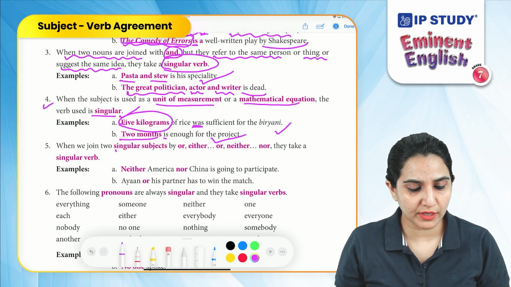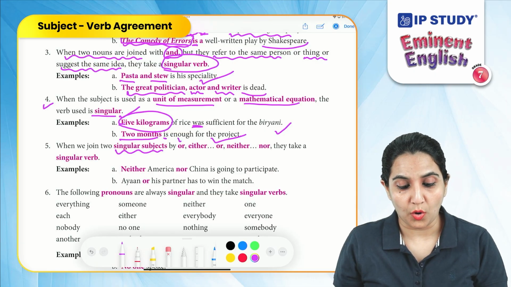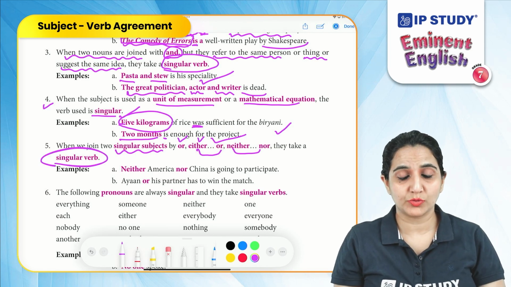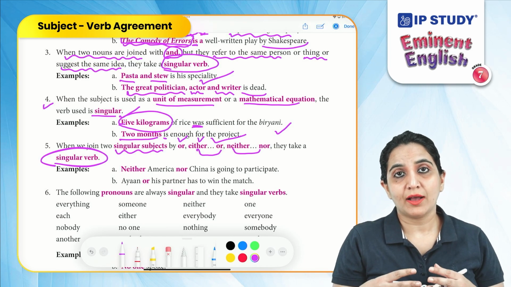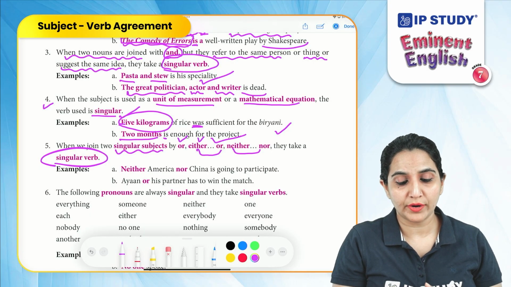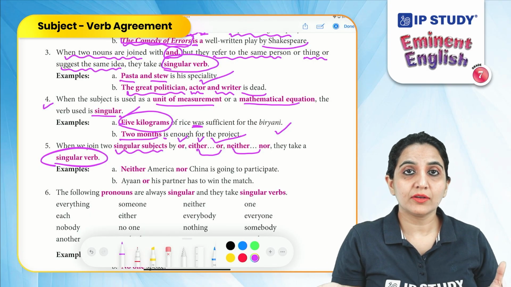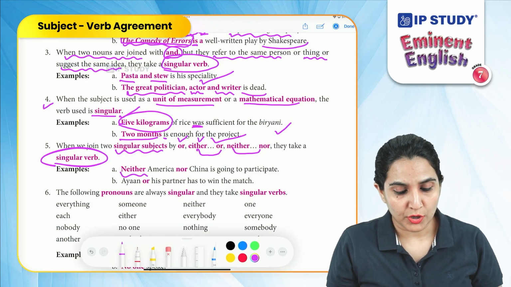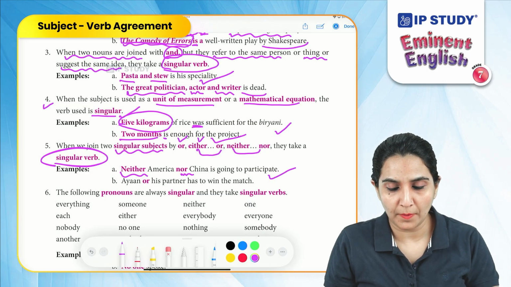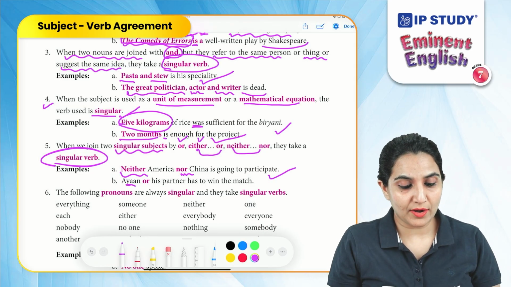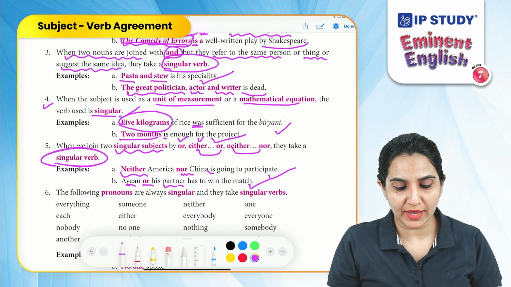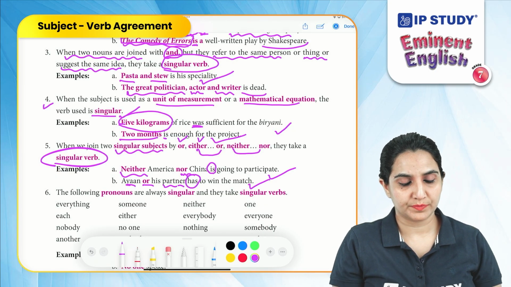When we join two singular subjects by "or", "either...or" or "neither...nor", they take a singular verb. They are also considered as a singular subject. "Neither America nor China is going to participate." "Ayan or his partner has to win the match." So in both of the cases, we have used the singular verbs.